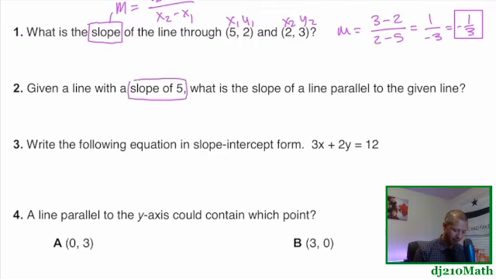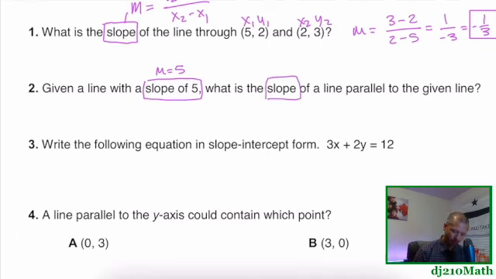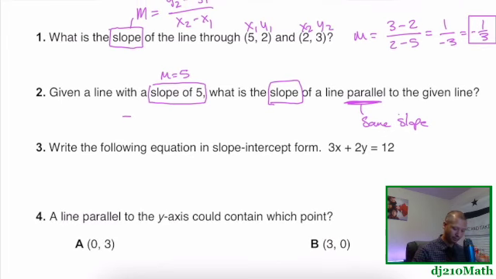So they're telling you that m is equal to 5. We're looking for the slope of a line that is parallel. Parallel means same slope. So what is the slope of a line parallel to the given line? Well, the given line has slope 5. But really, I don't even need any math for this. This is just the same slope. So if one line has slope 5 and another line is parallel, then obviously it has the same slope. So the answer here is 5.